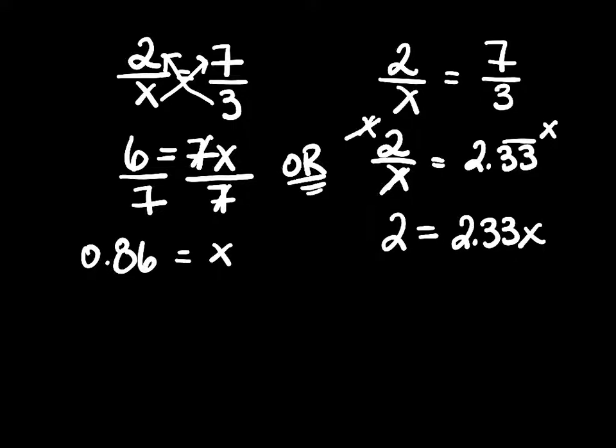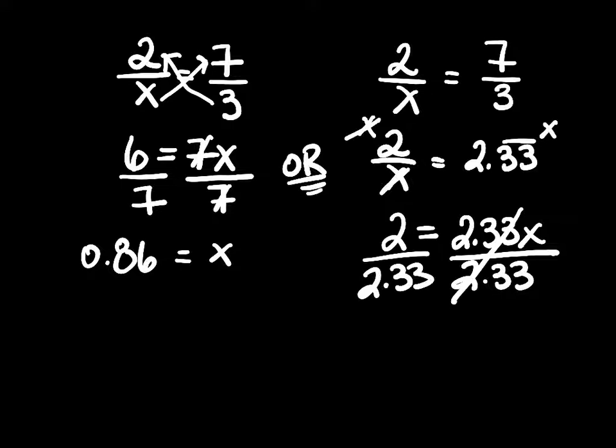2.33333333x. Again, to isolate the x, we are going to divide both sides by 2.33 so that those cancel, and we get that x equals 2 divided by 2.33333, which gives us an answer of 0.86. Okay? And you can see that no matter which method we use, we got the same answer.